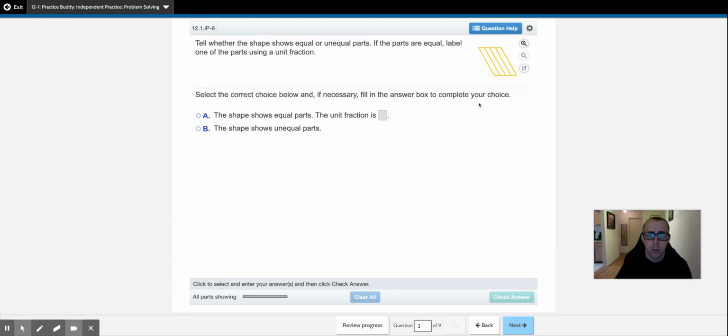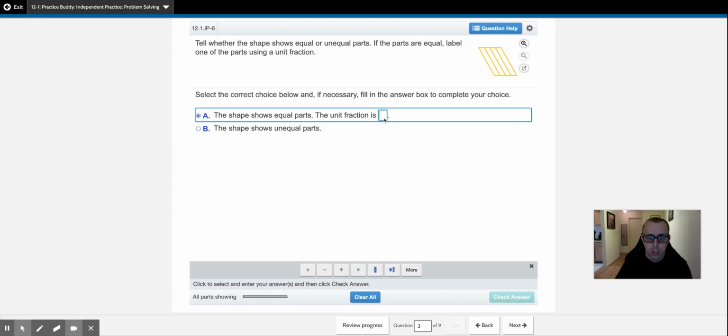So let's move on here to number 2. Tell whether the shape shows equal or unequal parts. If the parts are equal, label one of the parts using a unit fraction. So here, I'm looking at this parallelogram, and I see that these 4 parts are the same size. They're equal, so the shape shows equal parts. Now, to type in here, I'm going to select this button right here. Okay, follow my cursor, this blue and blue square above and below the fraction bar.